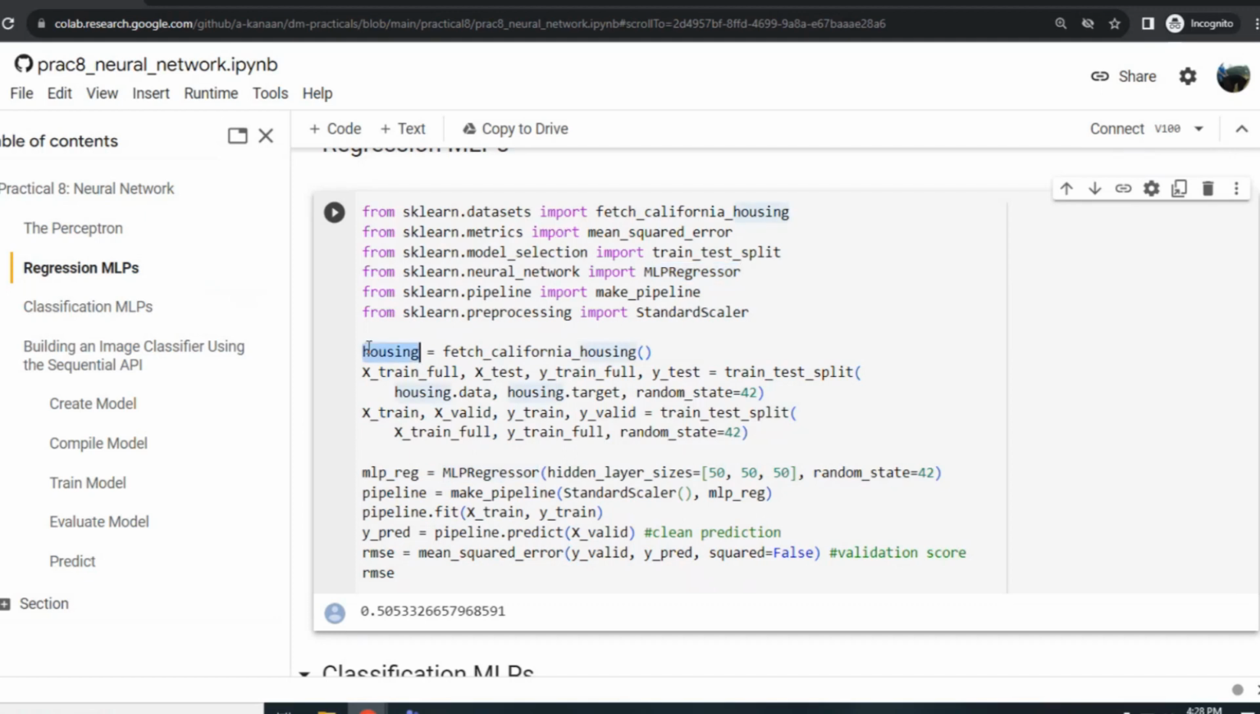So we get the data here, all the housing data, where this one includes data, the input features, and target, which is the output feature. Then we split our data into training set and test set, all right? After we split, we need to prepare the validation set. This is why we split our full training data set further into training set and validation set. Clear? So on these 2 lines, we have prepared the training set, validation set, and test set.